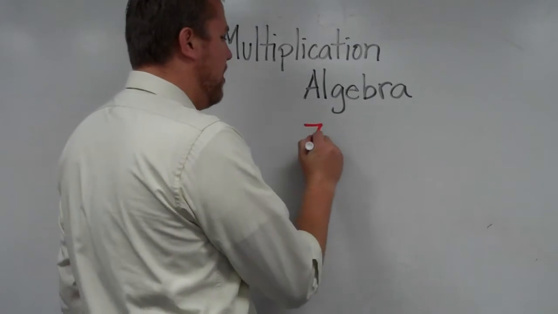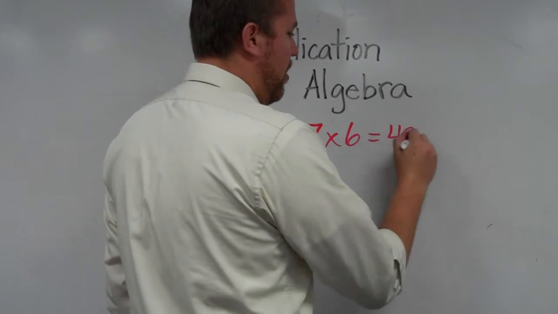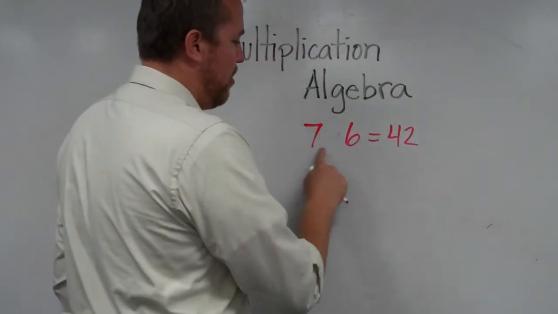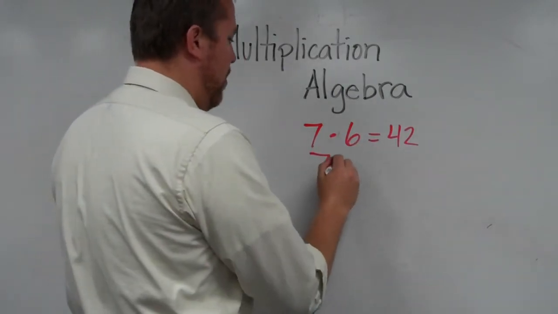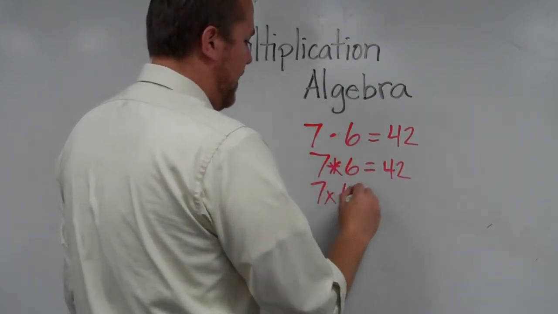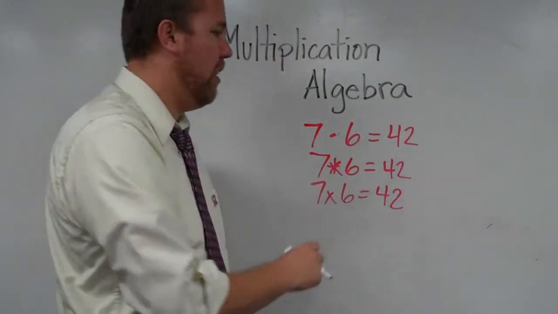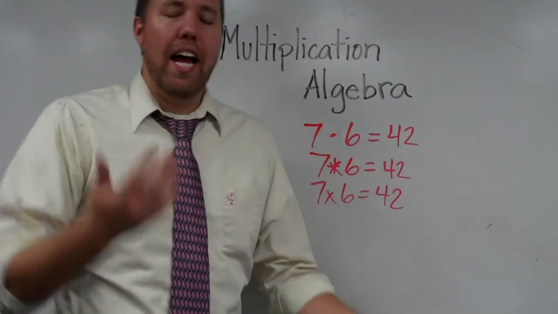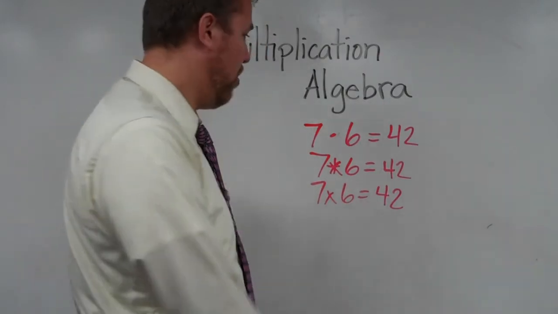Okay, pretend we have a basic number sentence. 7 times 6 equals 42. Okay, now that can be shown 7 with the x 6, or 7 with a dot 6, or 7 with a star 6, okay, or 7 times 6 equals 42. Okay, so that's some of the ways that we see equations written. Okay, so all algebra does is it likes to replace a constant or a number.